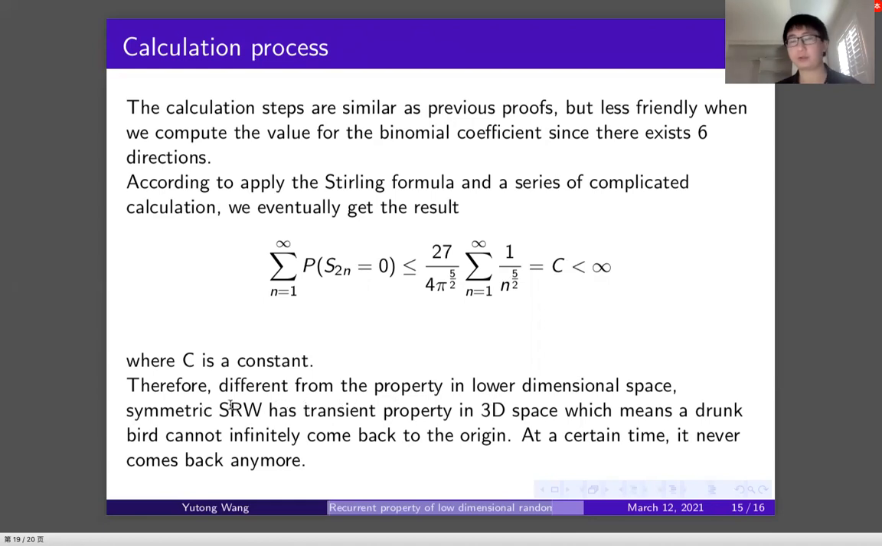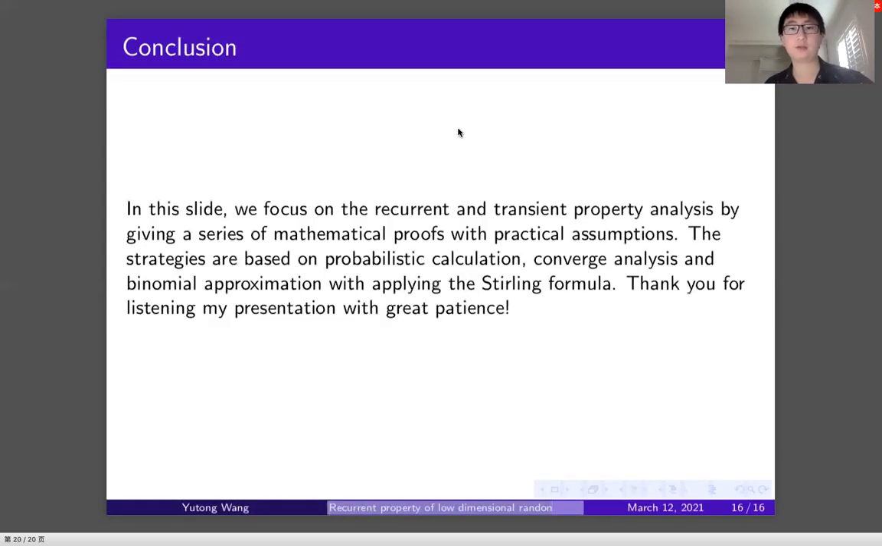So we deduce that the symmetric simple random walk has a transient property in 3D space, which means the drunk bird cannot infinitely come back to the origin. At a certain time, it will not come back anymore. So here we use these strategies. Thank you for listening to my presentation.